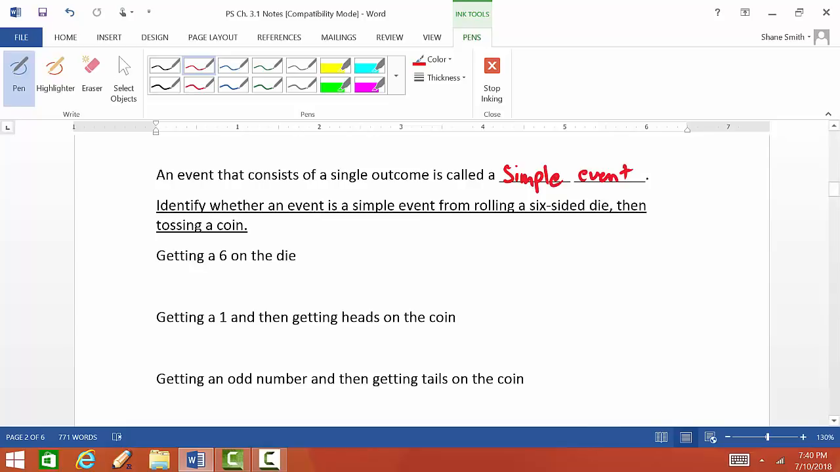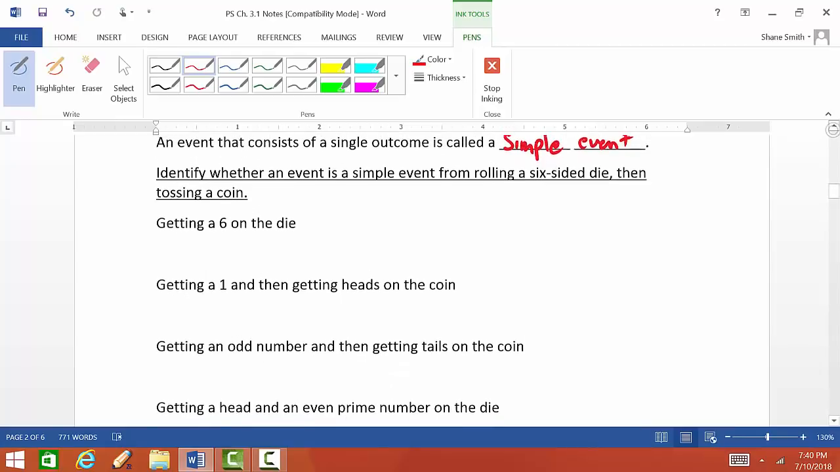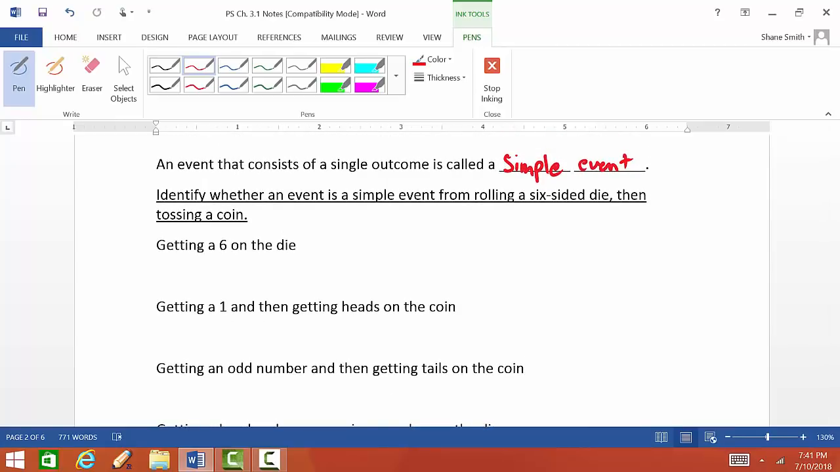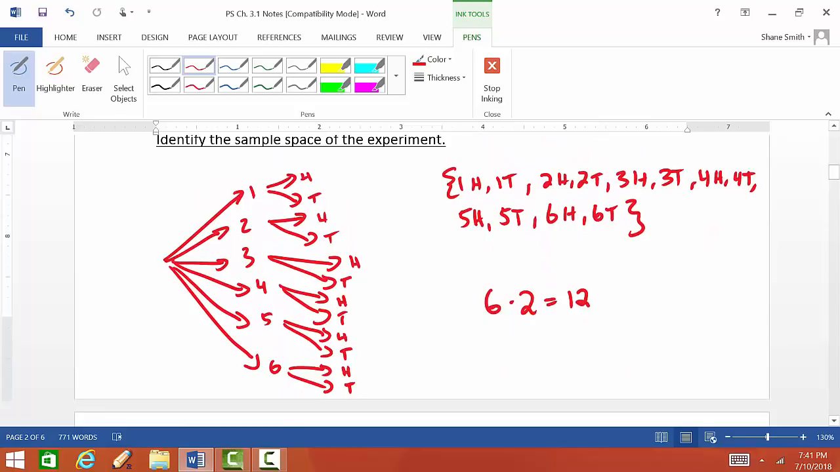So let's just read through each of these on your own and tell me if you think it's a simple event or not. Remember, a simple event consists of only one outcome. So getting a 6 on a die, well, first of all, let's read the probability experiment. We're rolling a 6-sided die and then tossing a coin. So this is going back to actually this probability experiment right here, rolling a 6-sided die and tossing a coin.